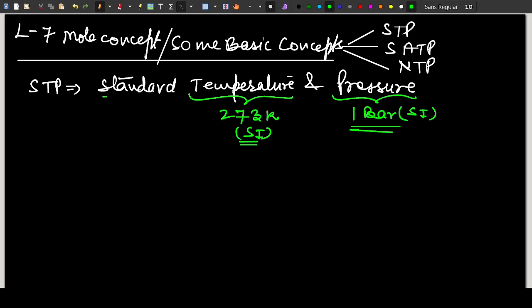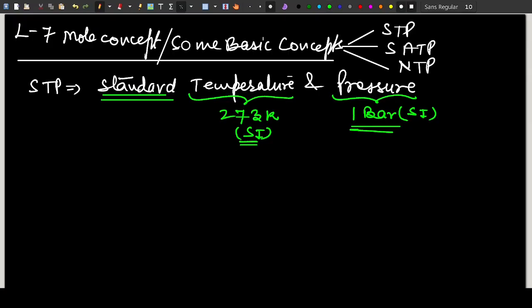So standard temperature means 273 Kelvin. I am repeating again and again because it is important. And standard pressure means 1 bar.